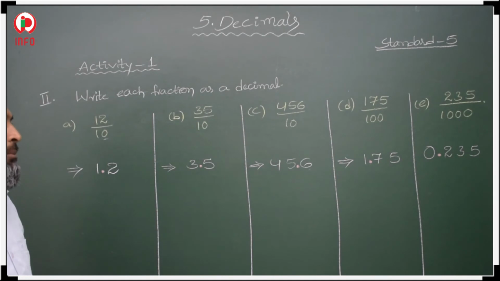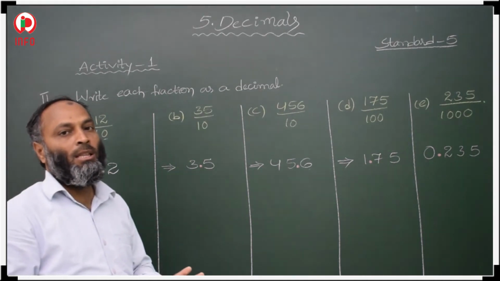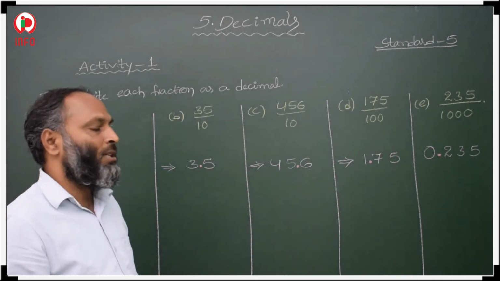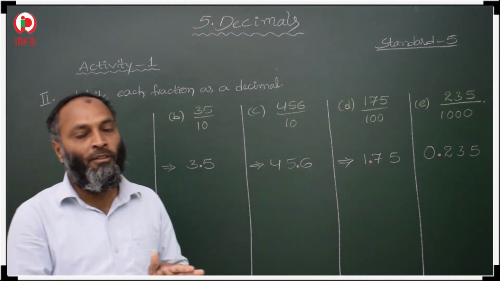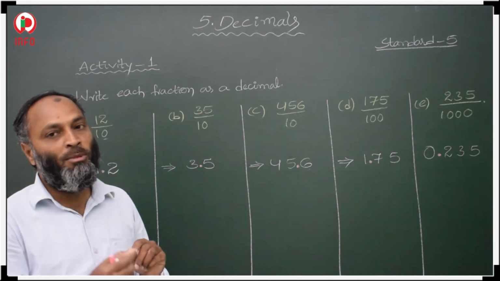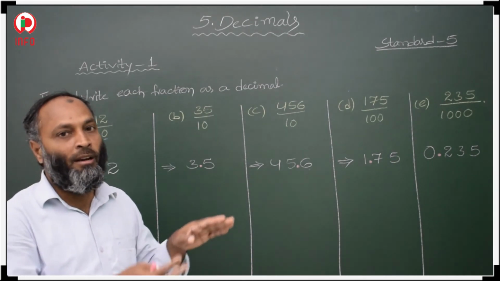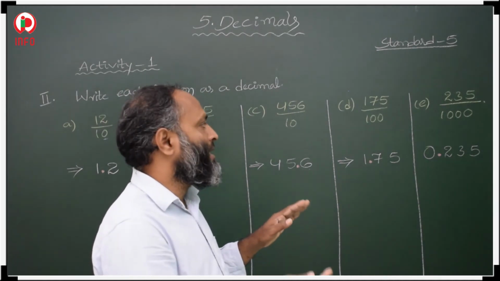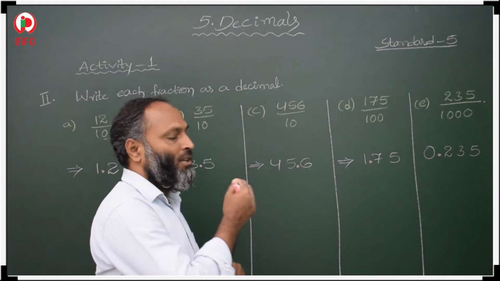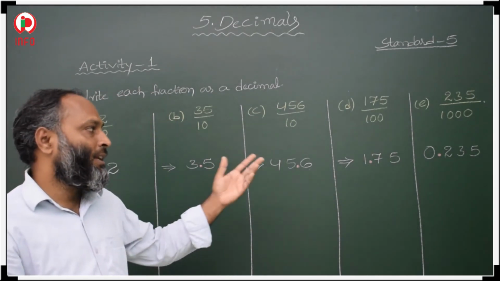Keep the decimal point. This is a very easy question. Whatever the numerator is, we have to take that numerator. And in the denominator, however many zeros there were, after that many places you put the decimal from right to left, and then you get your answer.